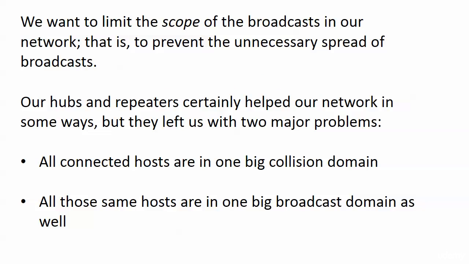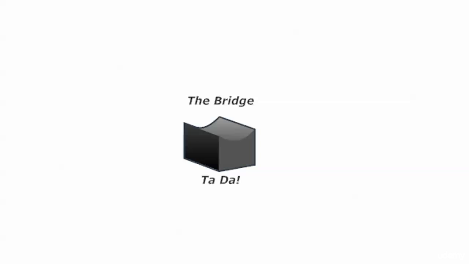So again, our hubs and repeaters, they helped us out in some ways. They helped us out with the attenuation issue, but they leave us with two major problems. You end up with one big collision domain, and you end up with one big broadcast domain. Then came the bridge. Ta-da! And we will talk about the bridge at the beginning of the very next video.